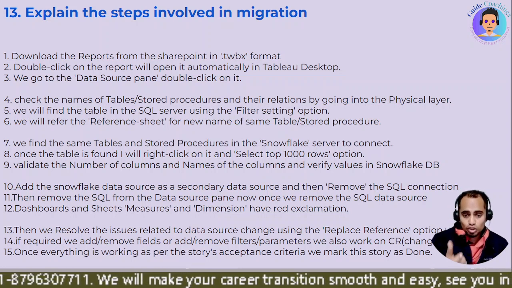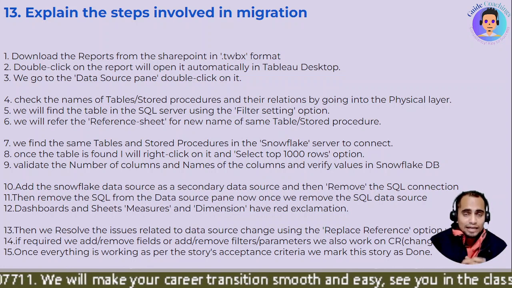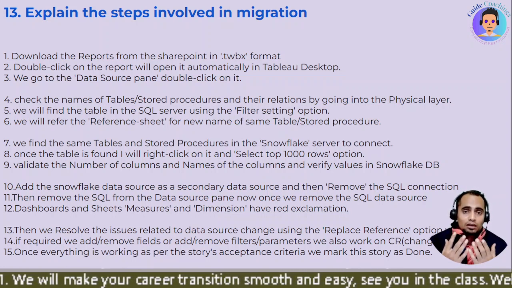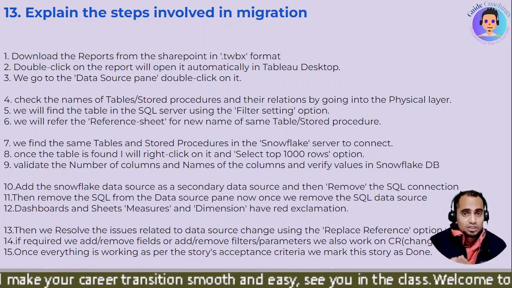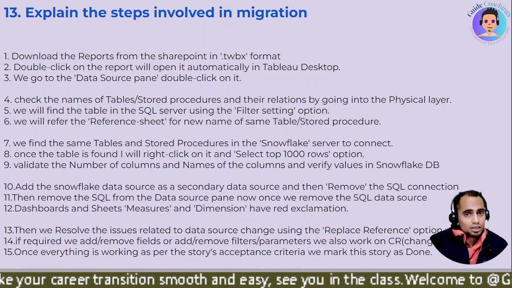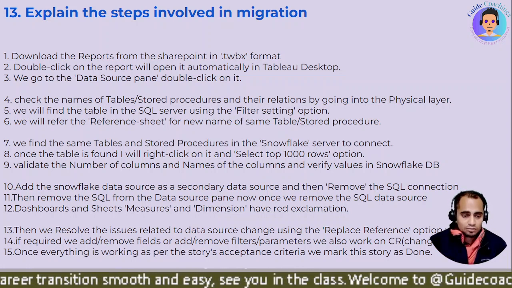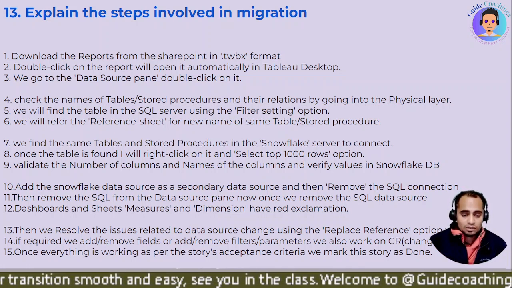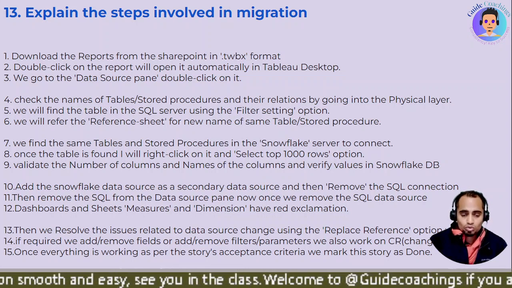Okay, so we'll be going to use that. Then once those tables or views are found, because Snowflake does not support stored procedures, we will be using the view and table names. Okay, then the eighth step comes, where once the tables are found, we'll right click on the select top 1000 rows option.